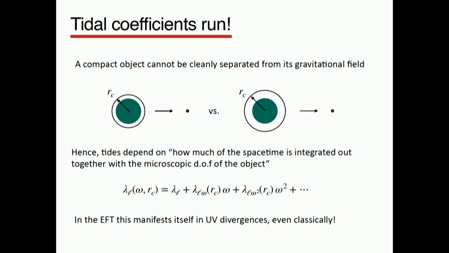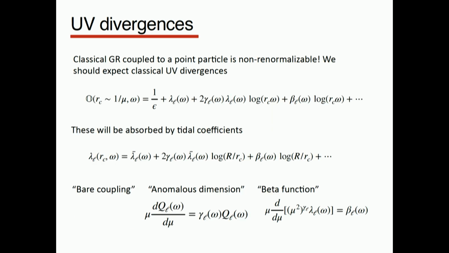And the way you see this in the EFT is that it actually has UV divergences. Even classical GR coupled to a point particle has UV divergences. It's not a UV complete theory, it's non-renormalizable. So some generic observable that you compute, say in dim reg, is going to have poles, and these divergences can be absorbed in renormalization of these tidal coefficients, in particular of these dynamical tides. Okay, so there will be pieces of this running that will be proportional to the tidal couplings themselves, which you can interpret as an anomalous dimension for these multipoles, and there will also be a beta function that really tells us about the two-point function.